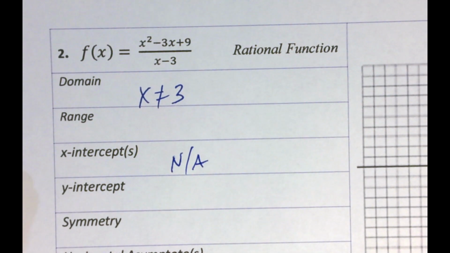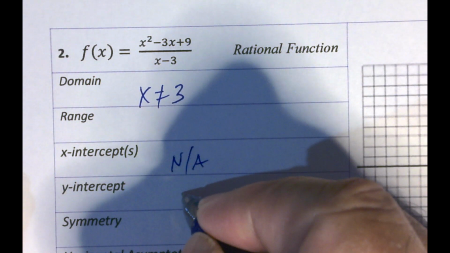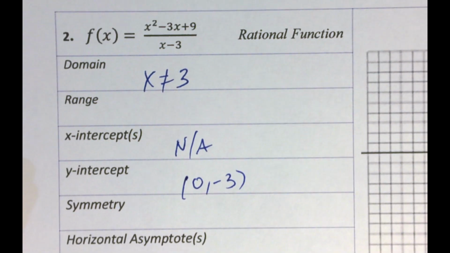All right, y-intercept. For y-intercept, all you're going to do is plug 0 in for x, and you get 9 over negative 3, so you get 0, negative 3 is your y-intercept. Symmetry, I'm not going to worry about.